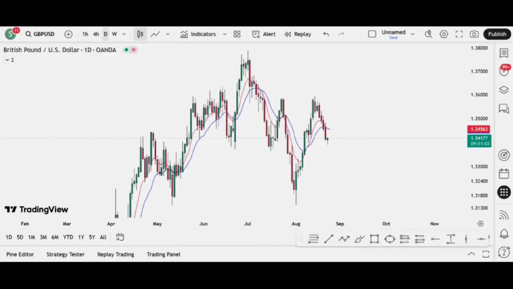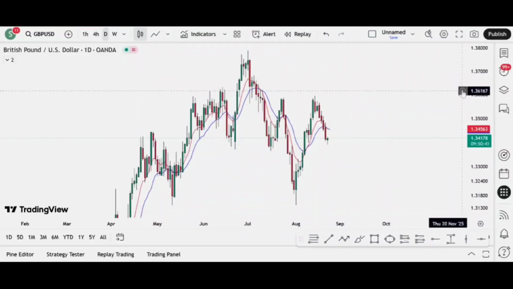Today in this video I am going to analyze GBP/USD. So here in this video I will guide you how to analyze this chart. The first one is I am going to tell you about the support resistance, because support resistance is important.